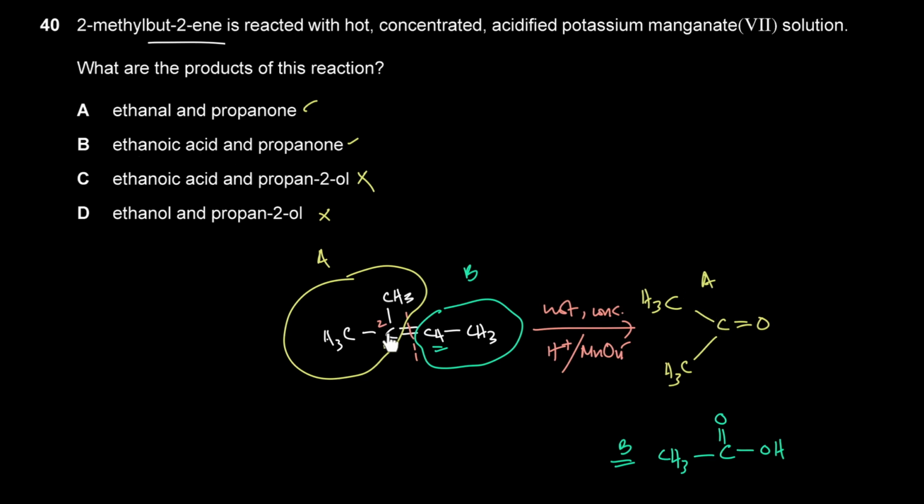So if we have a carbon on a double bond that's bonded to just two other carbons, that becomes a ketone, so we get propanone. And if we have a CH on the double bond, that becomes a carboxylic acid, in this case ethanoic acid. So the answer is B. And just one final note: if we have a carbon on a double bond with two hydrogens, a CH2, that will become carbon dioxide and water. It's first oxidized to methanoic acid, which is then eventually oxidized to carbon dioxide and water. So a CH2 becomes CO2 and H2O.